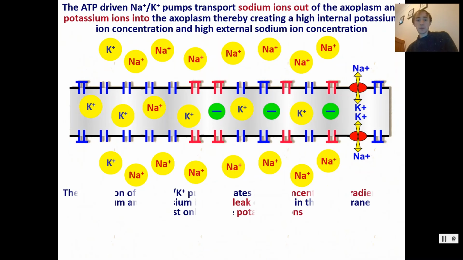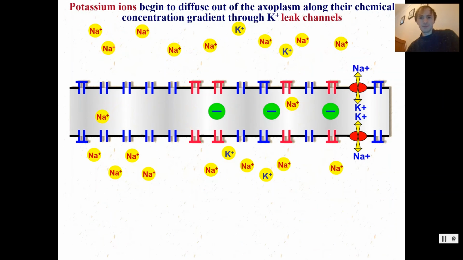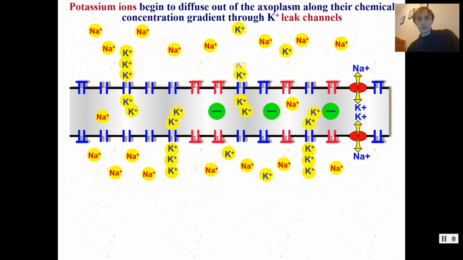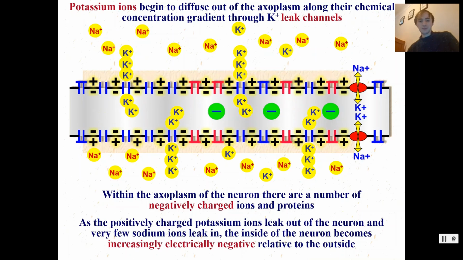So this is basically what we've just said. In fact, it's exactly what we've just said. Feel free to copy down any notes there. Fine. So we end up with something like this. And overall, we have a lot less positive charge inside, and we have a lot of negatively charged proteins and some other ions we're not going to talk about, and so the inside becomes negative. We've talked about that. That's fine.